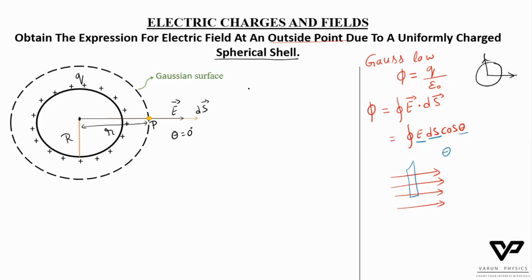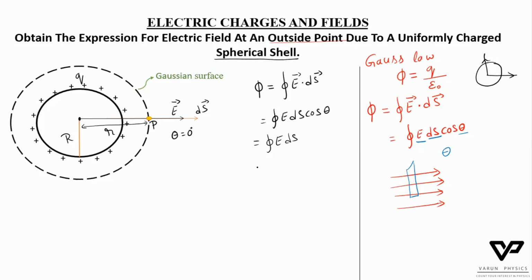So let us first find the flux. Flux phi is equal to the closed integral of vector E dot dS. That is equal to the integral of E dS cos theta. Here, since theta is equal to 0 degrees, we can write the closed integral of E dS, because cos theta is equal to 1.